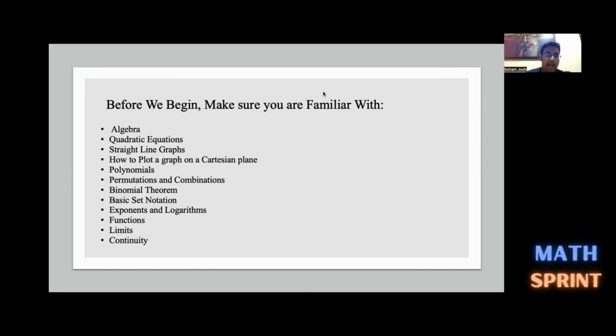The topics to know are algebra, quadratic equations, straight line graphs, how to plot a graph on a Cartesian plane, polynomials, permutations and combinations, the binomial theorem, basic set notation, exponents and logarithms, functions, limits, and continuity. If you want to understand functions, limits, and continuity, you can also check out my first video on calculus, which covers these topics. And also note that I'm only working with real numbers and not imaginary numbers in this video as well.